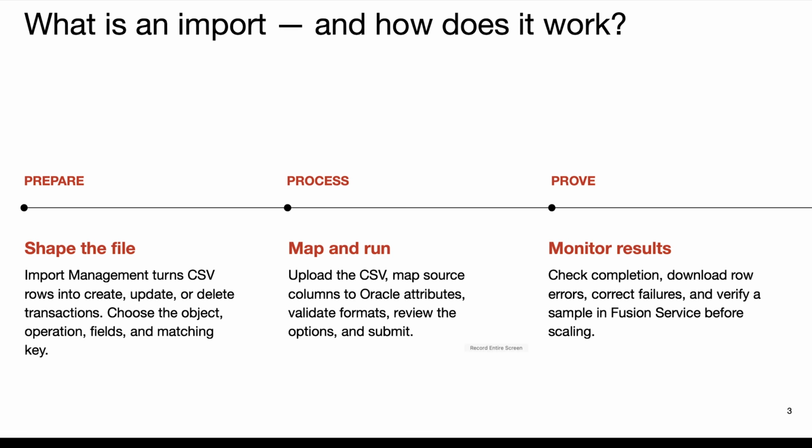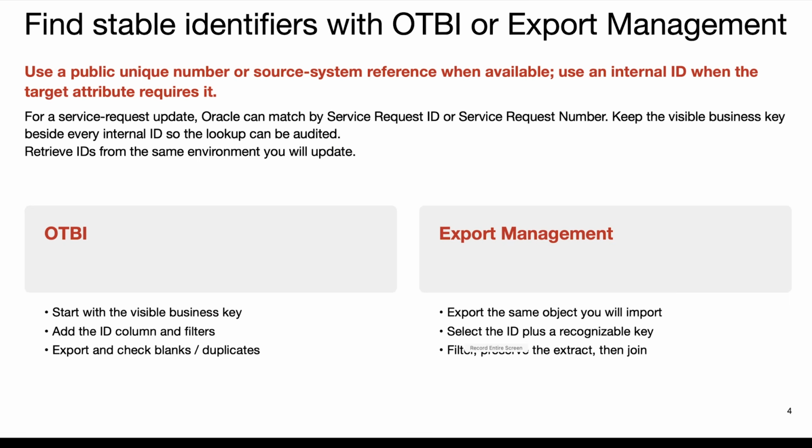Another thing I want to talk about is relationships. When we think about relationships in import management, this is done through IDs. What relationships am I talking about? Let's stay with that service request example. In a service request, you're usually going to associate it to an account and maybe a contact on the account. In order to do that, Oracle uses IDs.